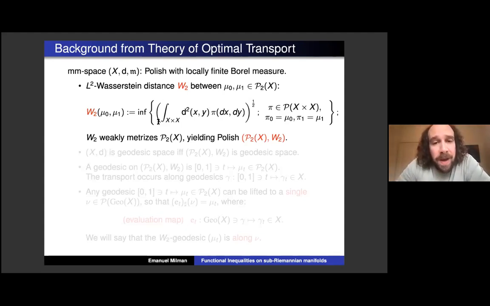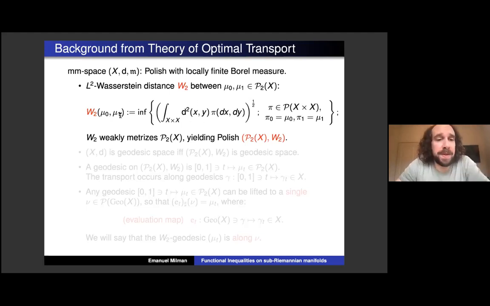How is W2 defined? Well, you take a look at all possible couplings. A coupling is a probability measure pi defined on the product space so that its first marginal is mu naught and its second marginal is this target measure mu one. And you try to transport mu naught onto mu one optimally in this L2 sense. You're trying to minimize this expression.